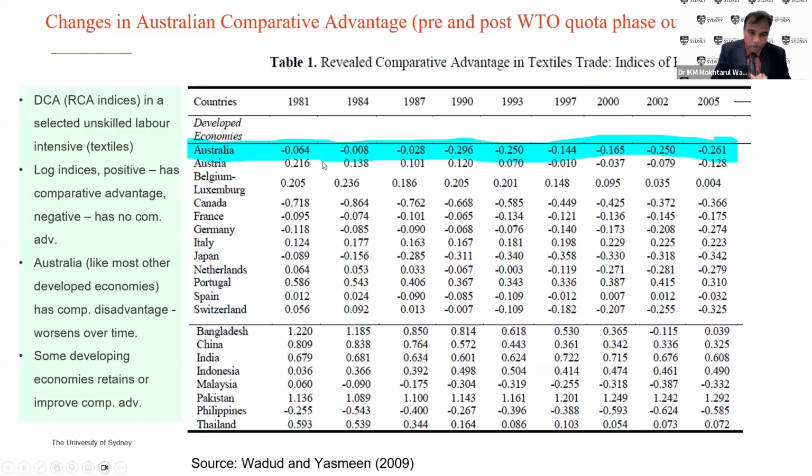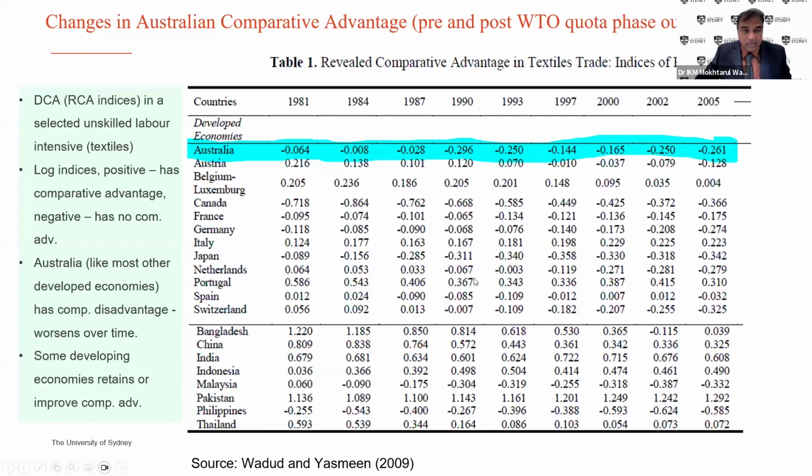As quantitative restrictions were phasing out from world trade, countries were facing more competition. So what is happening to the competitive advantage of these countries as competition was rising over this period? If you look at these RCA indices, a negative number here is a disadvantage and a positive number is an advantage, because these are log values. For Australia from 1981 to 2005, you can see negative figures and the intensity is rising, which shows that Australia's competitive advantage in the export of textiles was diminishing at that time.